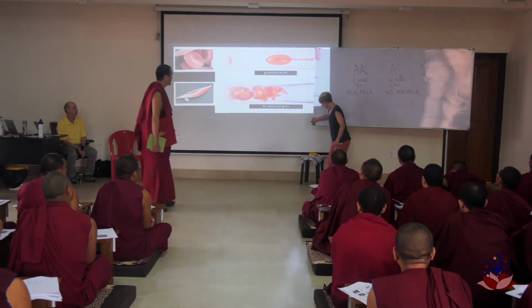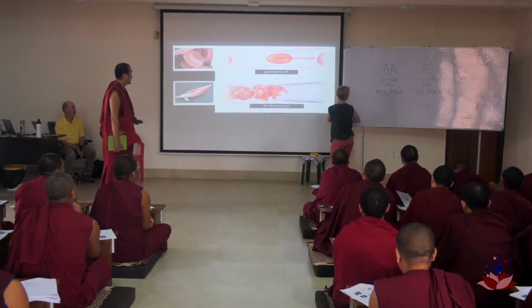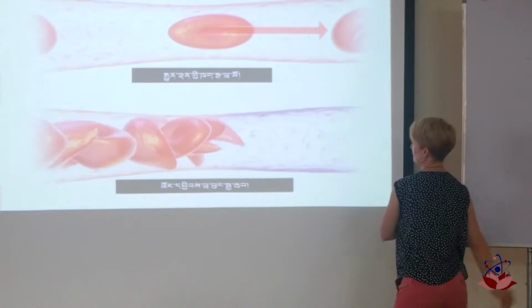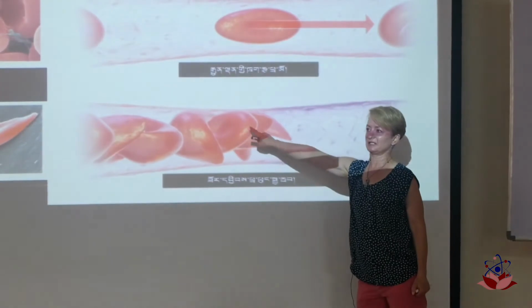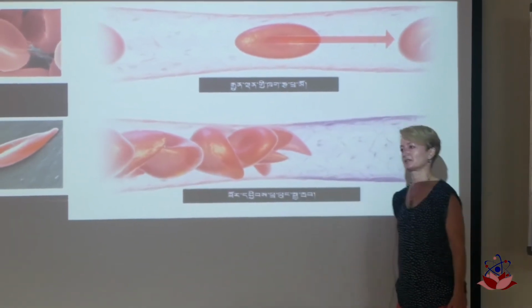So if we look at what sickle cell does to an individual, it causes the red blood cells to become misshaped, to take on a sickle structure.